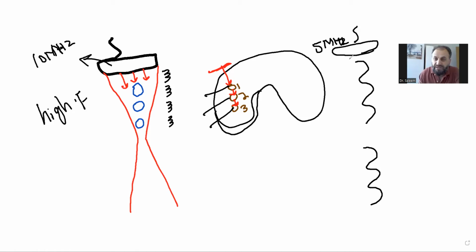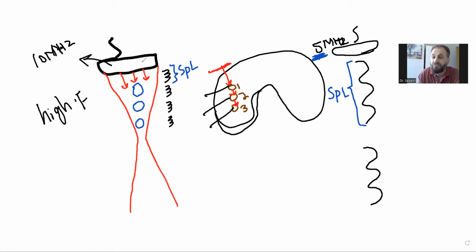So if we look at this pulse, the distance of this one pulse is called SPL, spatial pulse length. This is also the same thing. This is also SPL. Both pulses are made of 3 cycles. What is the difference? The difference is the SPL for this transducer, which is 10 megahertz, is a lot smaller. It's a short SPL. And the SPL for this one, which is a 5 megahertz transducer, is longer. Now, the shorter the better. Why the shorter the better?